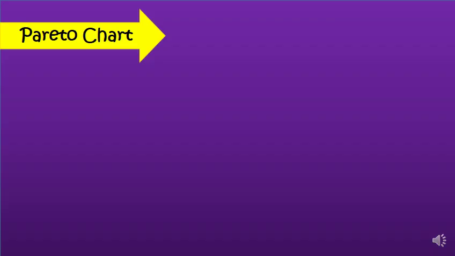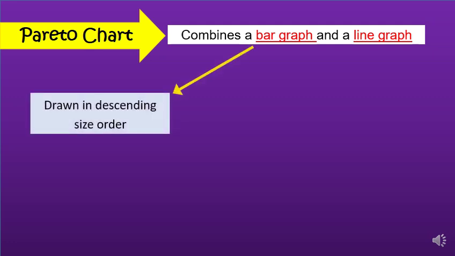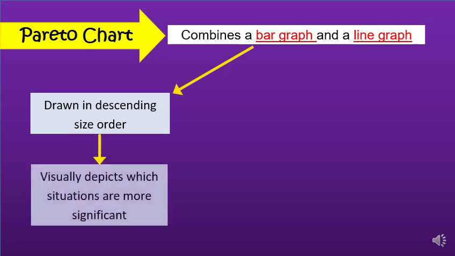The Pareto chart. Now this is a chart that combines a bar graph and a line graph. So the bar graph is going to be drawn in descending size order. So the tallest bars on the left hand side, and then getting smaller and smaller and smaller, so that the smallest bar, the shortest one, is on the right hand side. And this is going to allow us to visually depict the situations that are more significant and those that are least significant.